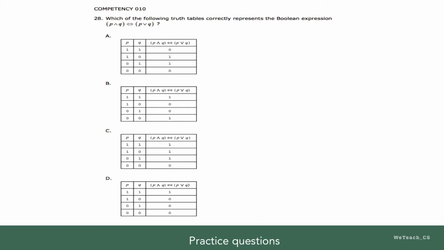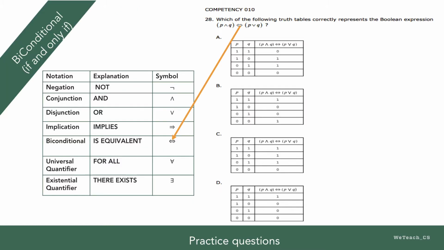This question is asking that we find out the answer to P conjunction Q and P disjunction Q, then apply biconditional notation between them for your final answer. Recall that P conjunction Q is true only when both are true, and P disjunction Q is true when either of them is true. Let us review what the biconditional notation states. Biconditional proposition connects statements such that P is true if and only if Q is true.